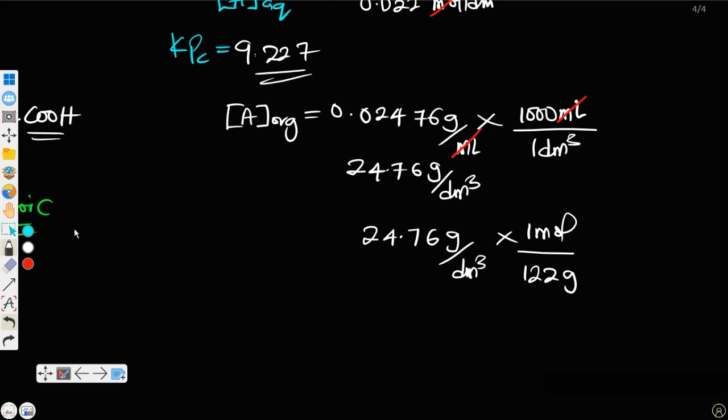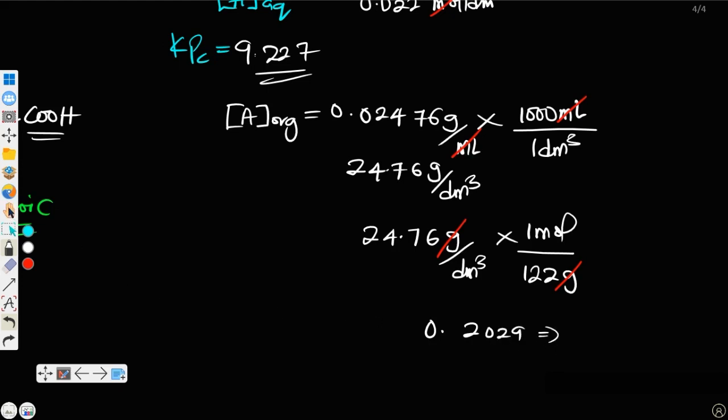You see how I'm converting these things. These are little conversion factors, but if your brain may not carry, you can just quit here. Like I said earlier, gram cancels gram, so everything now changes to mole per dm cube, because 1 mole of any substance is equal to the molecular mass. The molecular mass of benzoic acid is 122. So at the end of the day, you have 24.76 divided by 122, and that will give us 0.2029, which is approximately 0.2.